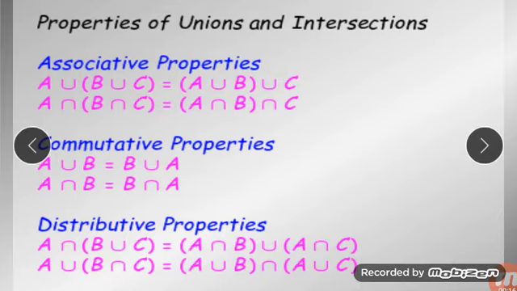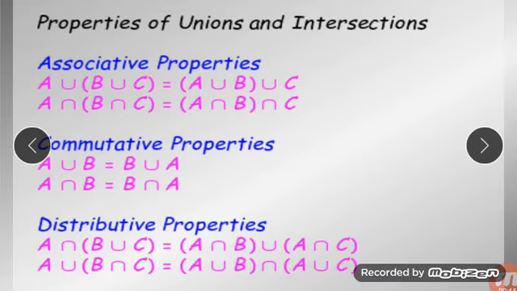The first property here is the associative property with respect to union and intersection. Let's see what the associative property of union states. It states that if we take the union of B with C, then take their union with A, we'll get the same answer as when we take the union of A and B, then take their union with C. So in associative properties, three sets are involved: set A, set B, and set C.